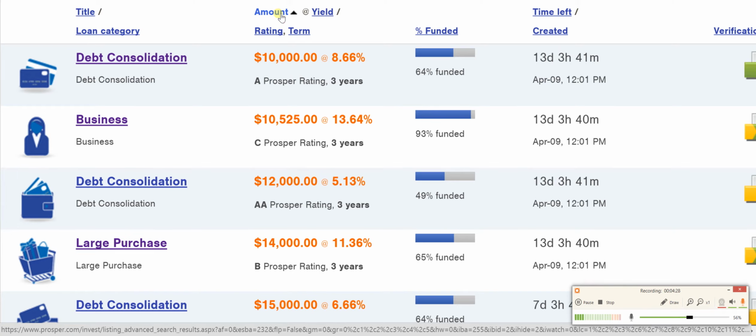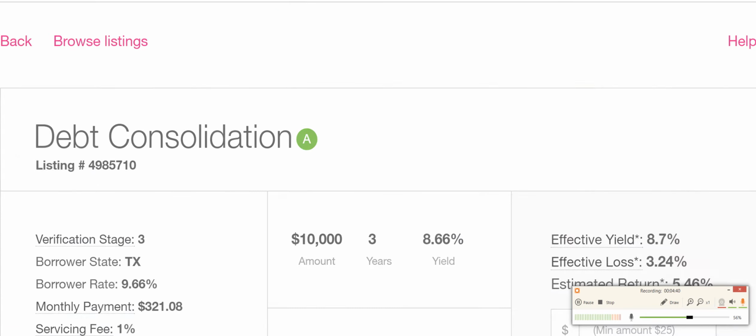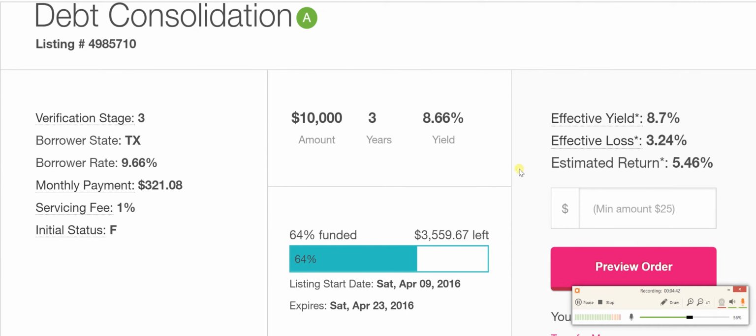So I adjust by amount and I look at how much is funded. Like the first one here, $10,000, 8.66%, not a lot, but maybe they're worth checking out. So I would check this out. It would open up, and here they are. Okay, that monthly payment is reasonable. Even if I was unemployed, I could probably scrounge that much money per month to invest in a loan.